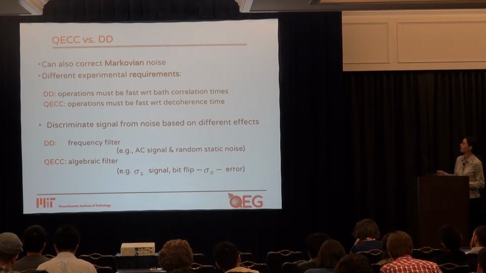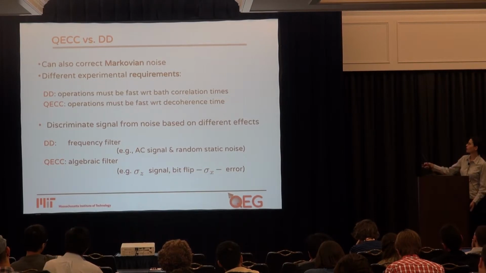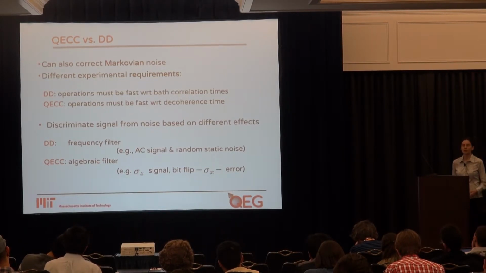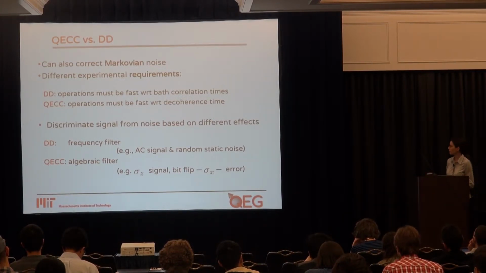Also, there are very different requirements for the experimental implementations. For example, for dynamical decoupling, the operations that you apply, the pi pulses, need to be fast with respect to the correlation time of the noise, while in quantum error correction codes, you need to be fast with respect to the intensity of the noise, the rate of the noise itself. And for different types of environments, these two can be quite different. And so depending on what your environment is, one of the two strategies might be better.